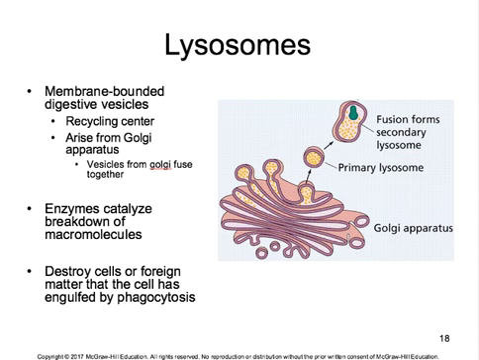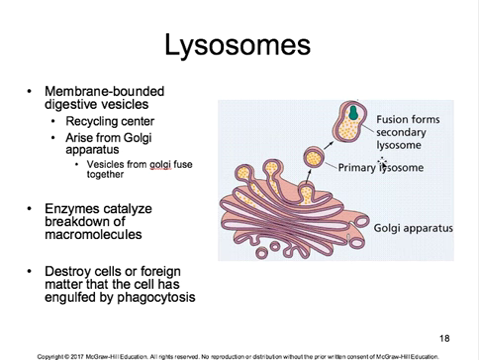Another part of the endomembrane system is called the lysosome. And I like to think the lysosome is kind of like the recycle center of the cell. So this is a membrane-bound digestive vesicle. It arises from a Golgi apparatus. A bunch of vesicles from the Golgi apparatus will fuse together, and they will contain different enzymes. And these enzymes catalyze the breakdown of macromolecules.